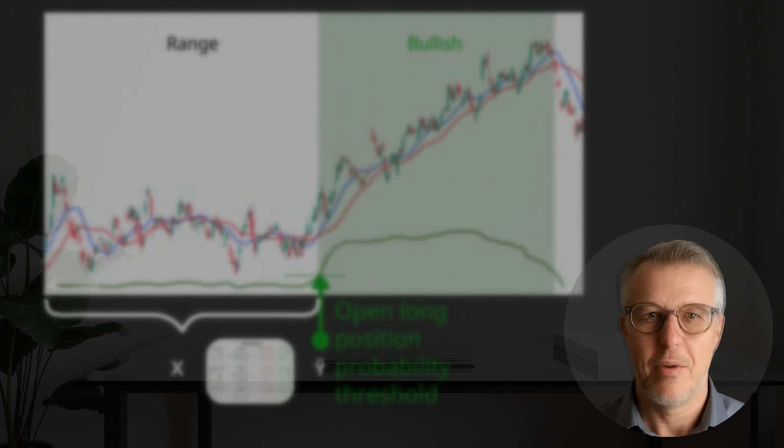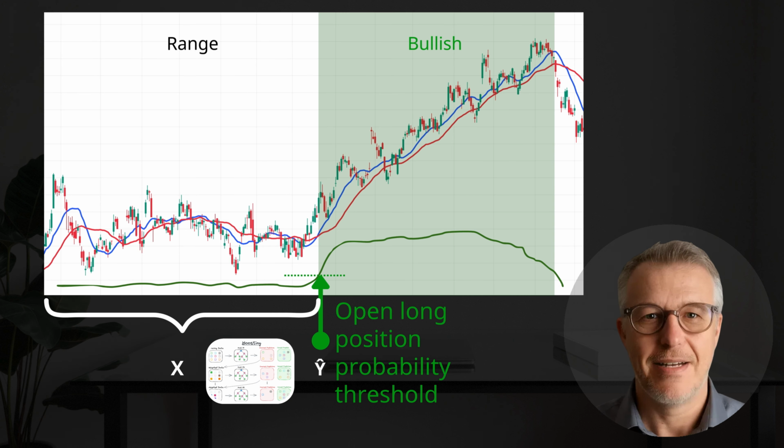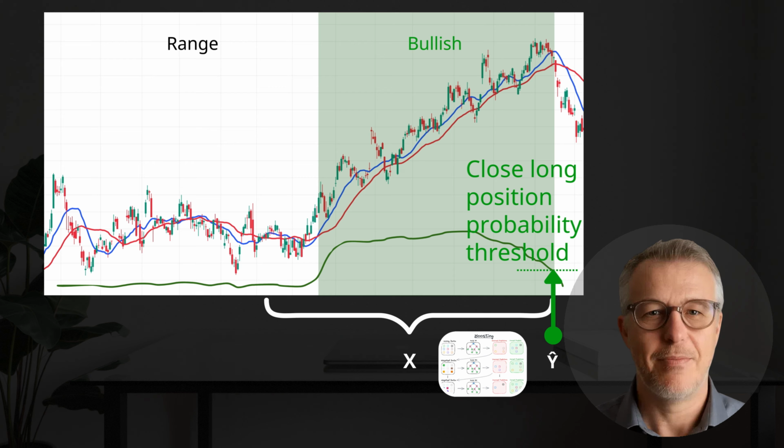right moment. One way to use the model is to track how the bull probability evolves and then identify the thresholds that allow us to optimize when positions are opened. And we use the same approach to find the best threshold for closing long positions. The exact same logic applies to short positions as well.